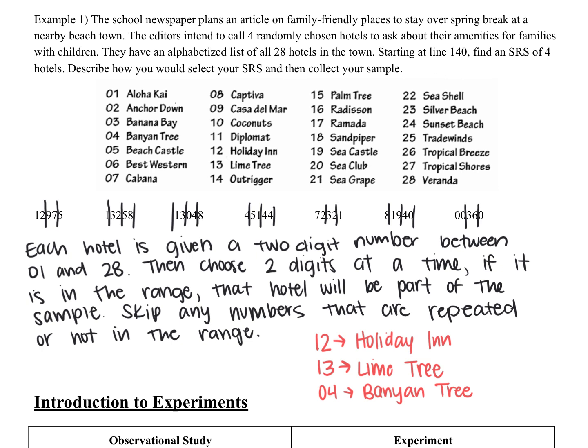Then we have 84, 51, 44, 72, 32, and then 18, which is also in my range, which is Sandpiper. And I have now reached my sample size of 4, so I'm done. And these 4 hotels make up the sample for my survey. So that's basically how you use a table of random digits to collect a sample for an SRS.